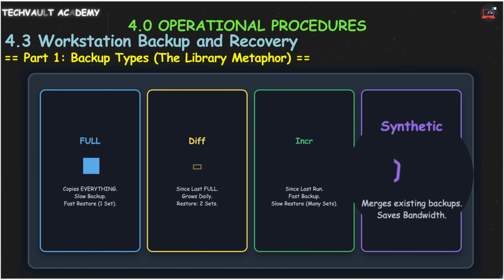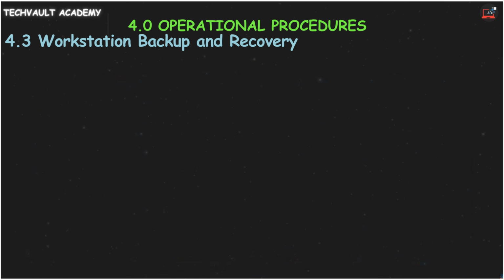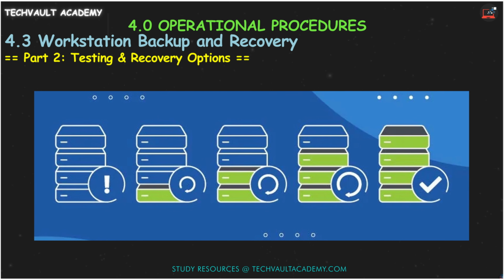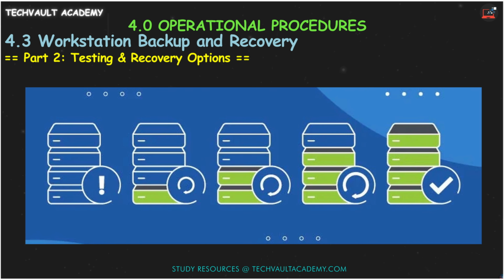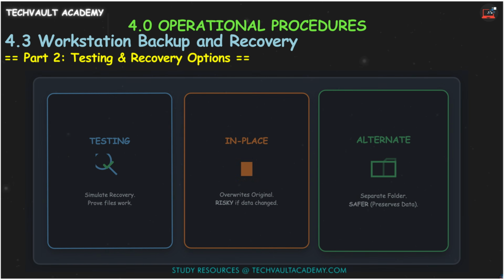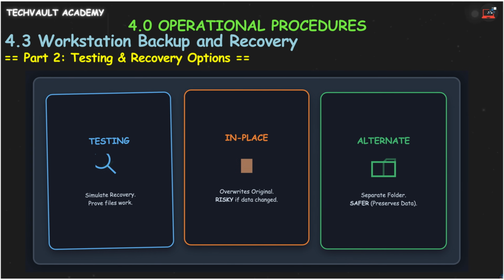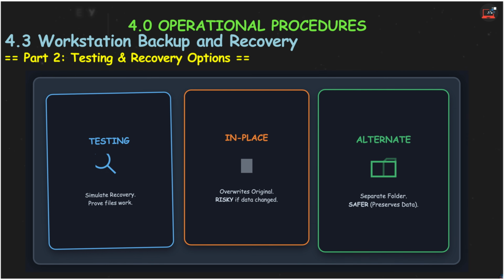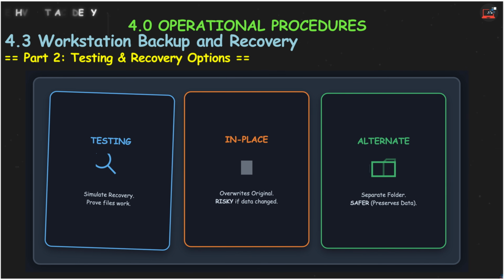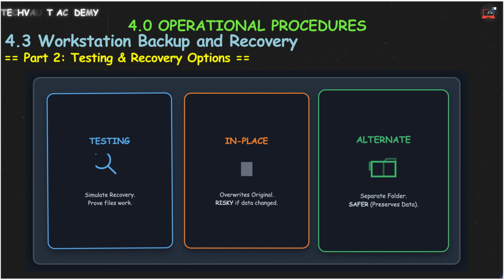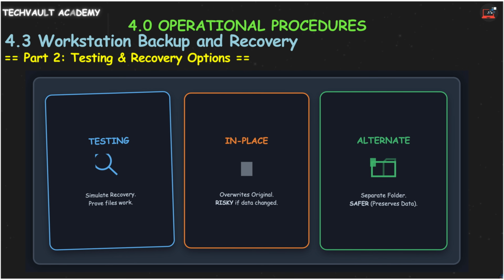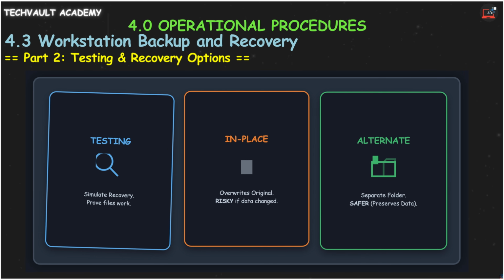But backups are worthless if they don't work. You must perform backup testing to verify your files are readable. When restoring, you have 2 choices: in-place recovery, which overwrites existing files, or alternate location recovery, which saves the files to a separate folder so you don't accidentally destroy newer data.